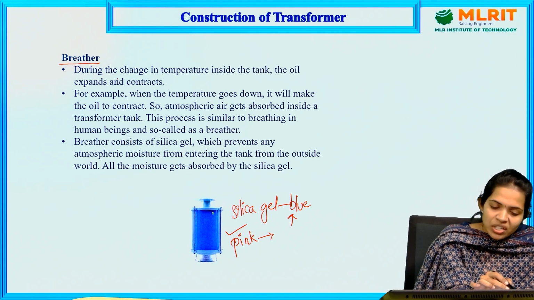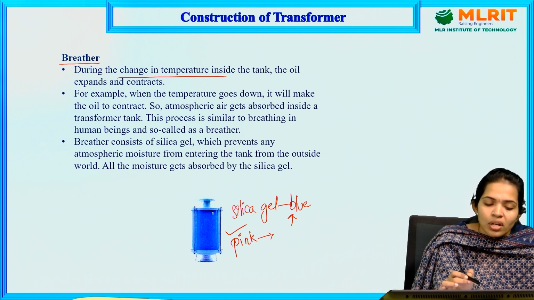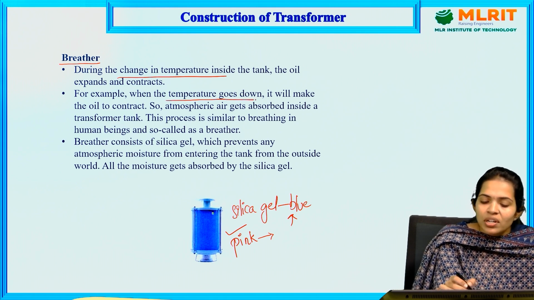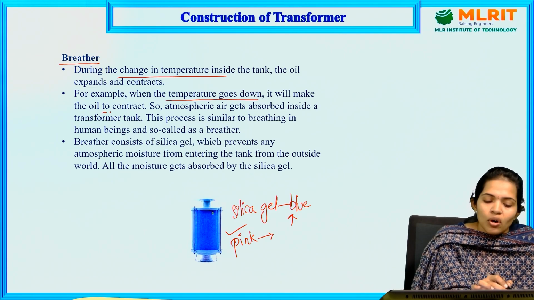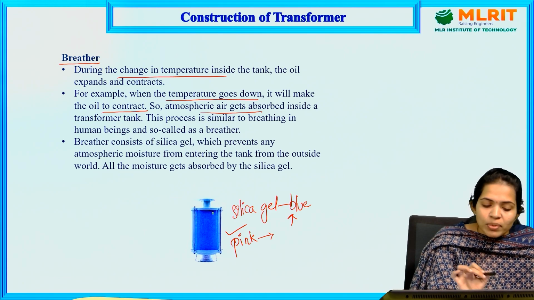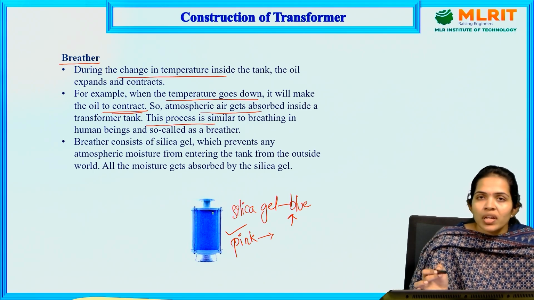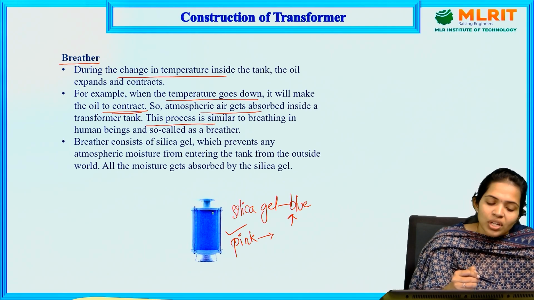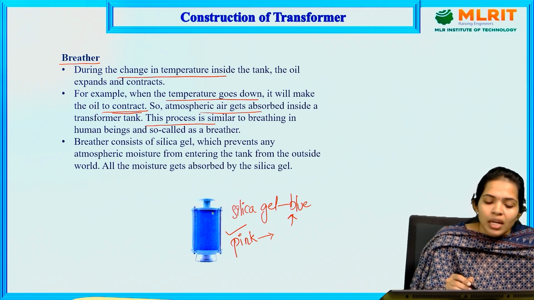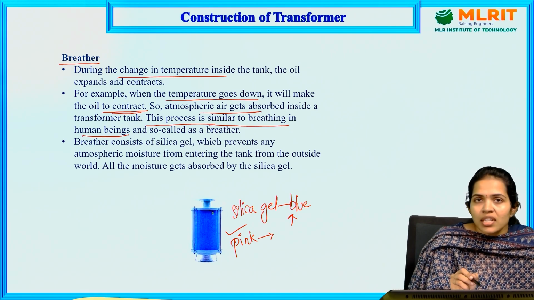When there is a change in temperature inside the tank, we know that the oil expands or contracts according to the change in temperature inside the oil. Assume that when the temperature goes down, it will make the oil contract. So the atmospheric air gets drawn inside the transformer. In the contraction, the atmospheric air gets inside the transformer. Upon the expansion, the air is expelled out of the transformer. This is very similar to the breathing in human beings. That is why it is called a breather.